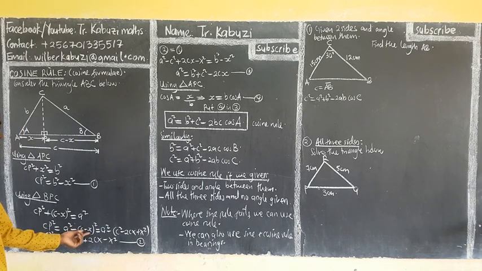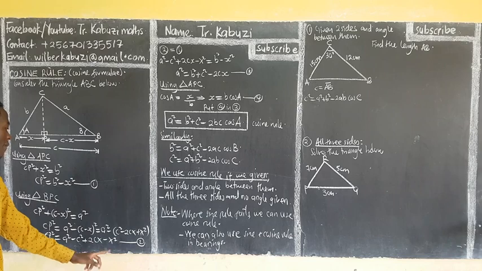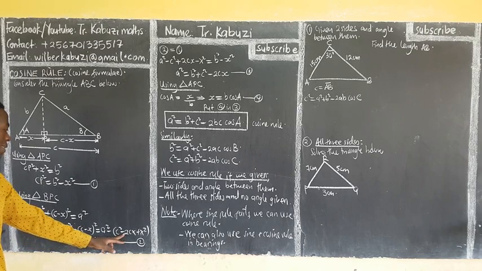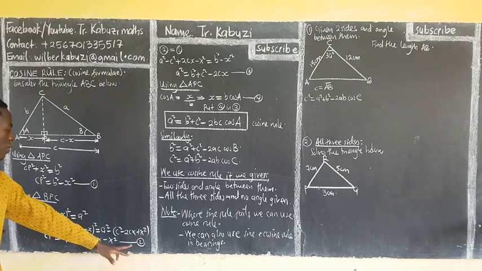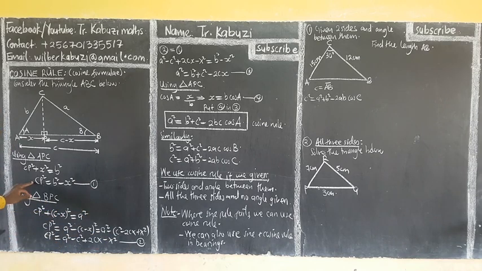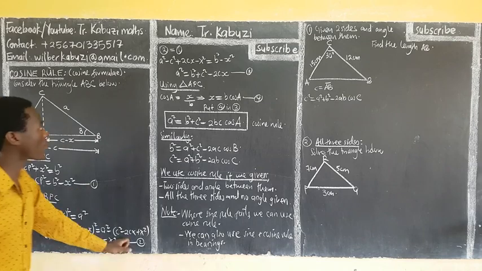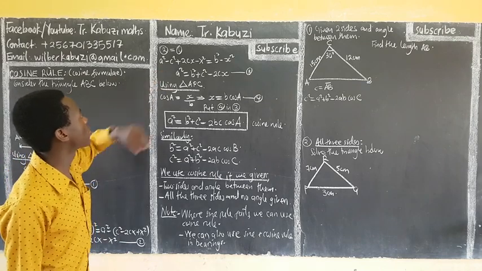When I expand this, we have c squared, then minus 2cx, then plus x squared. When we open brackets, the minus and the minus give a positive, then the minus and the positive give a negative. So this is equation 2, and this is equation 1. This is CP squared and this is CP squared. You note that CP squared is equal to this, so this equation is equal to this. So 2 is equal to 1.